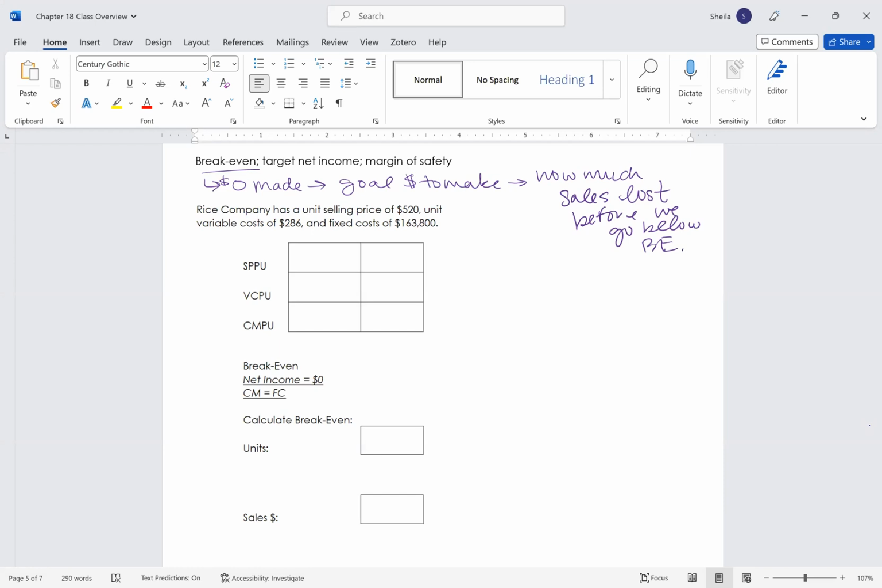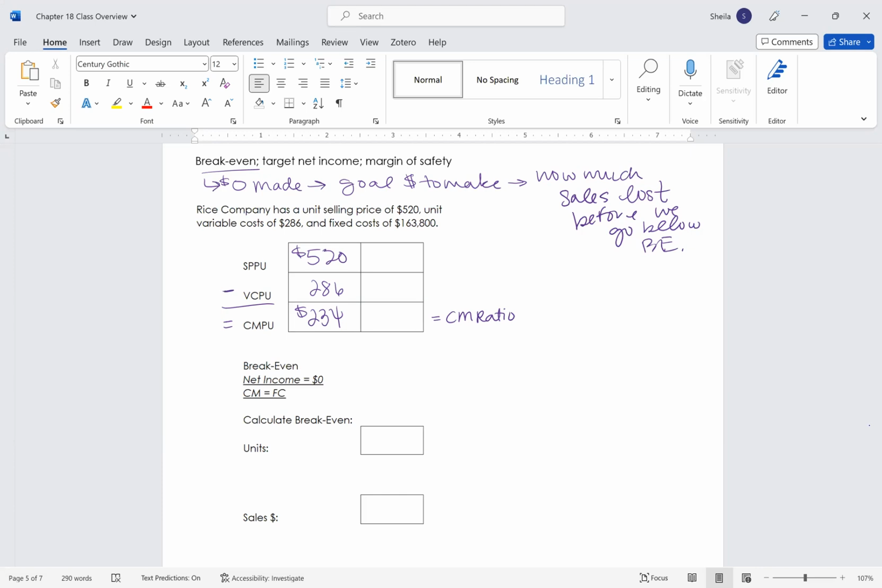So how are we going to use the information that we just learned? All right, so a couple things that might be familiar to you. So here's our selling price per unit, variable cost per unit, contribution margin per unit. Okay, so we're going to use that as well as the contribution margin ratio that we just calculated. So in this example, our selling price per unit is $520 and our variable cost per unit is $286. That means our contribution margin per unit is $234, right? Because selling price minus variable costs equals contribution margin per unit, okay?